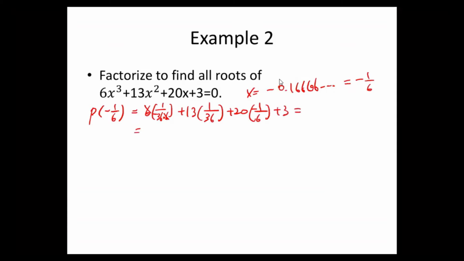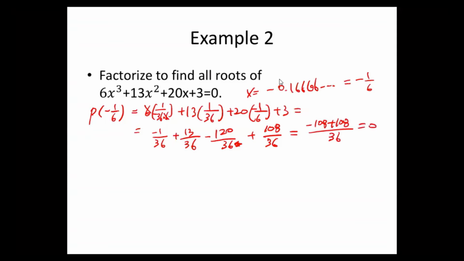Okay, this is going to be negative 1 over 36 plus 13 over 36 minus 120 over 36, because I'm going to multiply 6 on top and bottom for the third term. And then the fourth term, you change your bottom to 36, so you have to multiply 36 on top, so 108. When you combine all together, it's negative 108 plus 108. It's 0. So you confirm that negative 1 over 6 is one of your zeros.